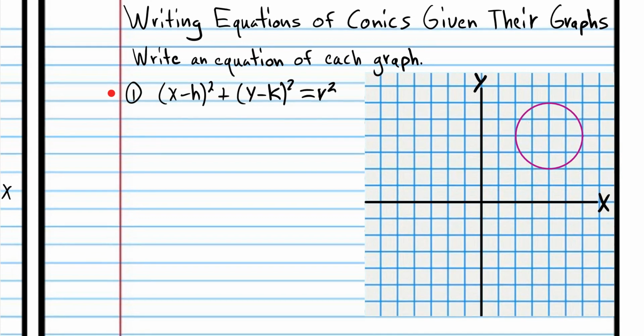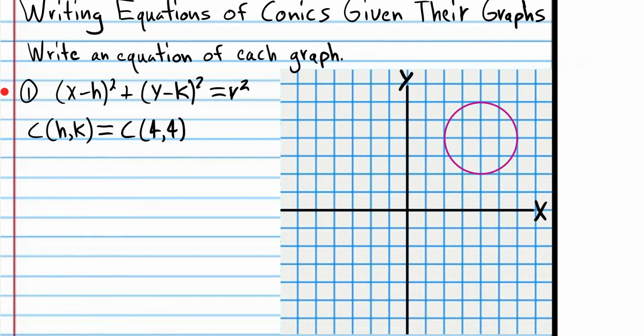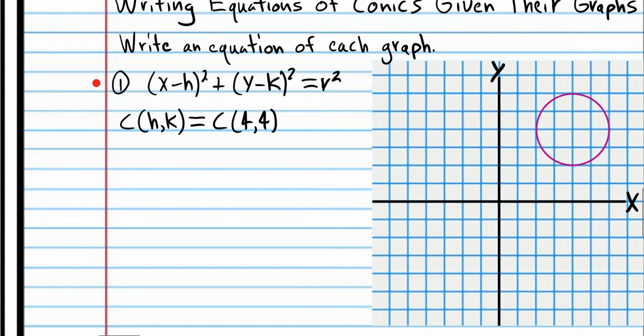Now the center, if we count out 1, 2, 3, 4, 1, 2, 3, 4. So it looks like the center is at 4, 4. So that's (h, k). So the center is (h, k), which is (4, 4). Also, I can see the radius of the circle is 1, 2, because this is obviously the center. We can see that pretty clearly. So r is 2, and we have all the information that we need at this point.